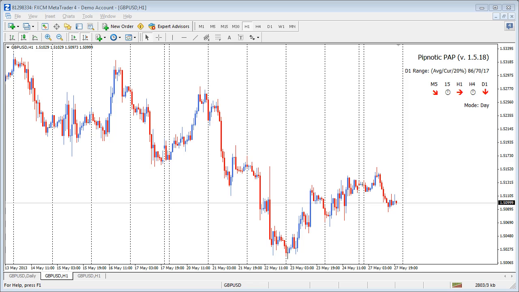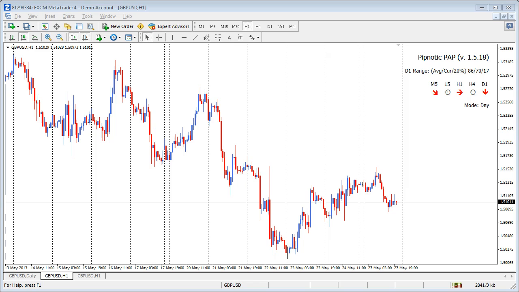Once you enable the dashboard, as you can see here, the first line simply shows the name of the indicator along with the current version. Just below that, you will see the range indicator. What this does is give us three pieces of data. The first is an average of the previous X number of days, which in this case is the previous 5 days' range added together and divided by 5, giving us 86.